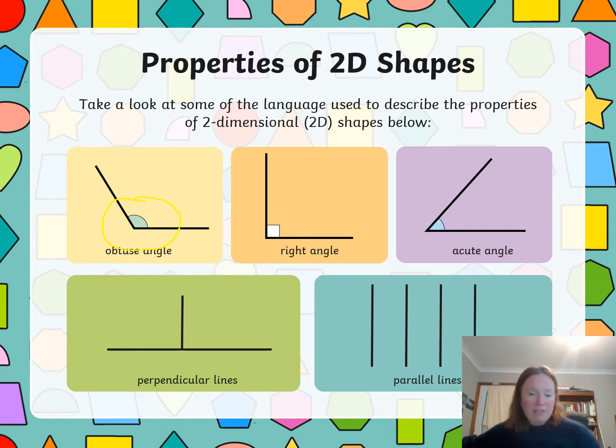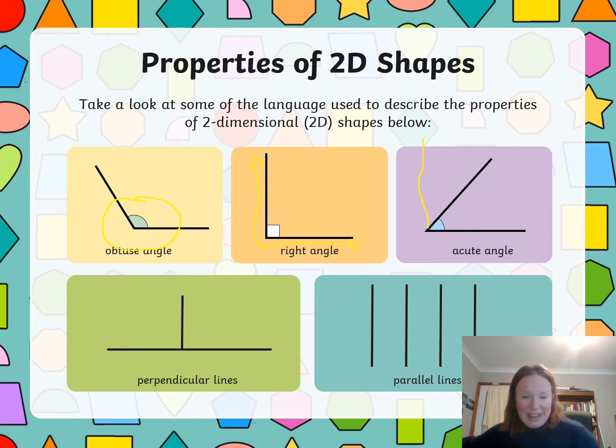In the middle, we have a right angle. For those of you who remember, that's a 90-degree angle. That means that that line is going straight up, directly vertical to that horizontal line. And then an acute angle is smaller than 90 degrees. Okay, so it's smaller than 90 degrees. Oh dear, that's a very wiggly line.